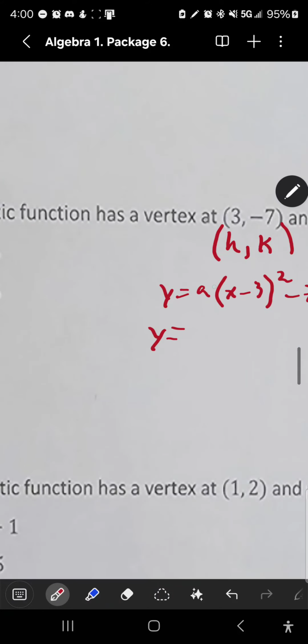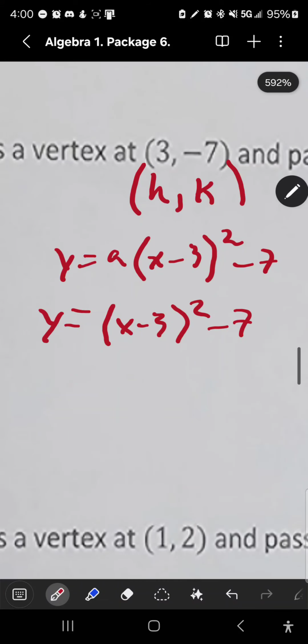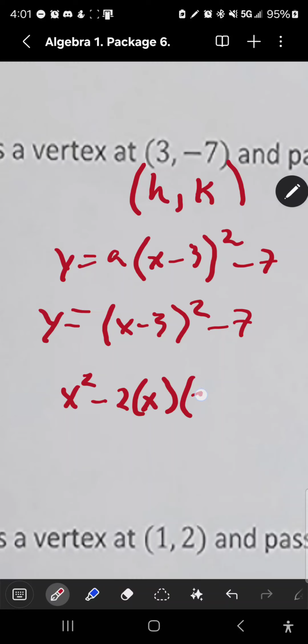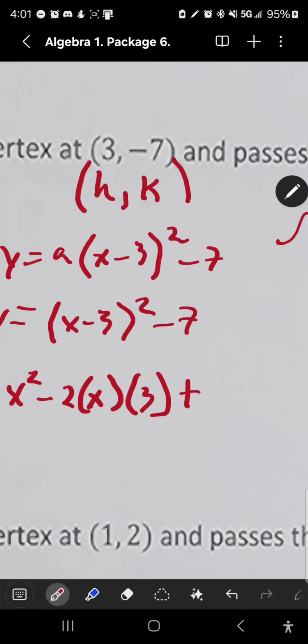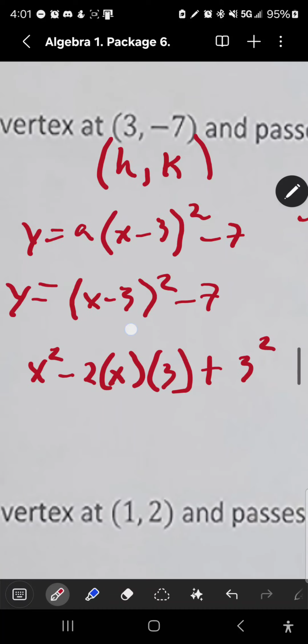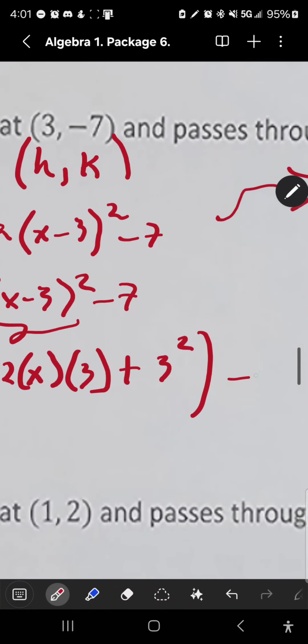And I have that y equals 1 times, so we don't put it. So y equals (x minus 3) squared minus 7. Now, x minus 3 squared, I said that before, so you need to know the formula. It's going to be a squared, which is x squared, minus 2ab, so 2x times 3, plus b squared, so it will be 3 squared. And then all this we keep, and then minus 7, because we have the minus 7 outside.